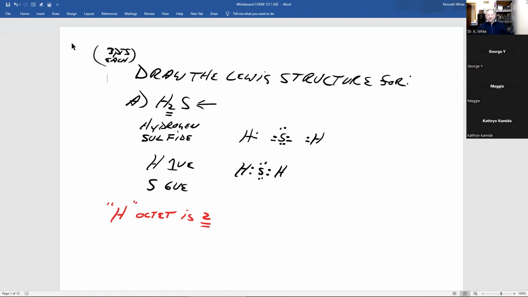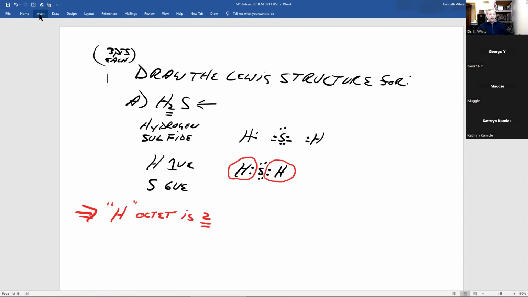So let's look at this hydrogen. How many valence electrons does it have alone and is sharing? And the answer is 2. Count the dots right here. 1, 2. And we go to the other hydrogen. How many valence electrons does it have alone or sharing? And the answer is 2. So each hydrogen has its octet. Remember, hydrogen's octet is really 2, not 8.